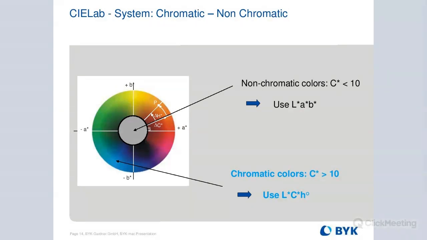And then for every color system, there's a non-chromatic and a chromatic idea of what they think. So for this system, this is what is defined as chromatic and non-chromatic. I mean, obviously we could change that, but this is where we are.